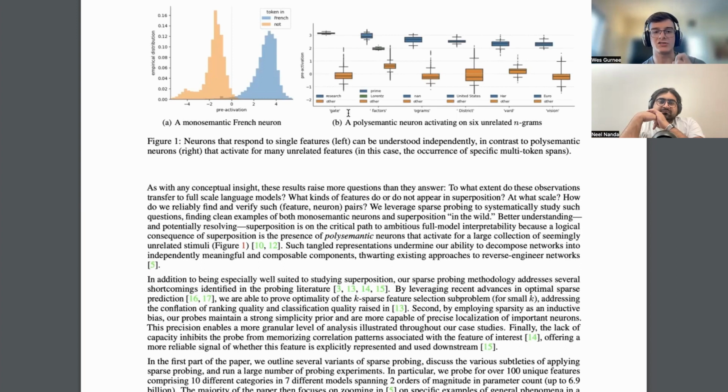Superposition then is representing n features in d dimensions where d is less than n. And we'll talk about the two main types of superposition. You have representational superposition, which happens in the residual stream, but then also this computational superposition, which happens within the MLP layers. And this computational superposition is what we mostly focus on in this paper.